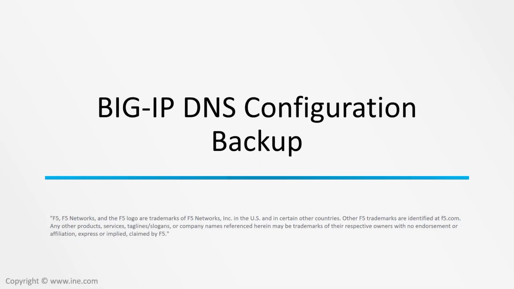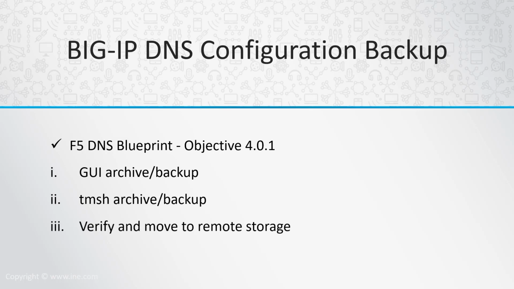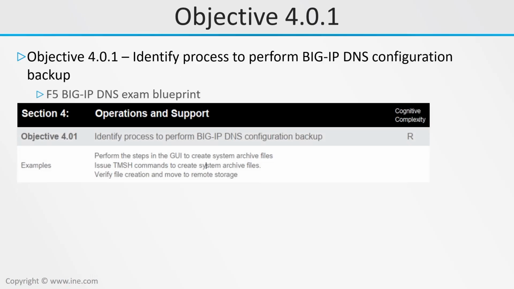Okay, let's take a look at BIG-IP DNS Configuration Backup, part of Section 4. Objective 401, we're going to talk about creating a GUI archive backup, a TMSH archive backup, and how to verify and move the backup to remote storage. Alright, so we're in Section 4 now, talking about operations and support.